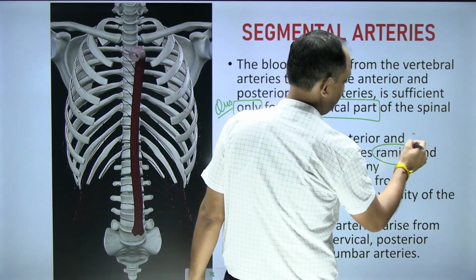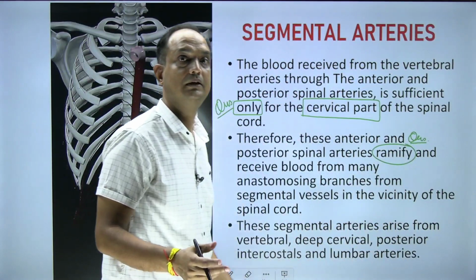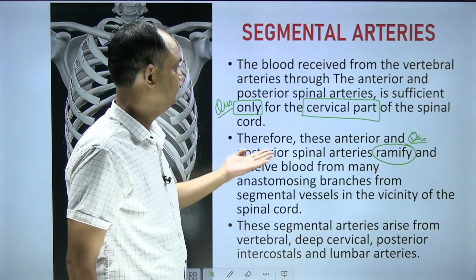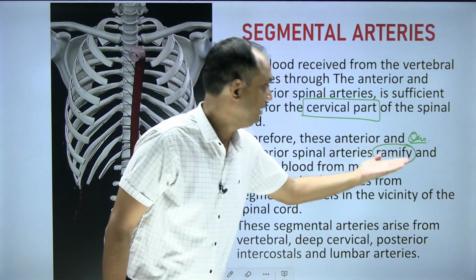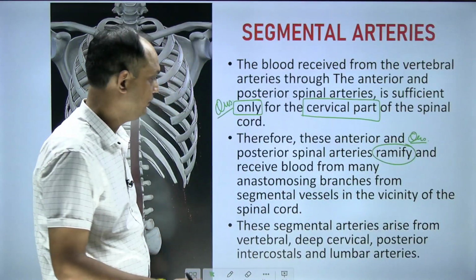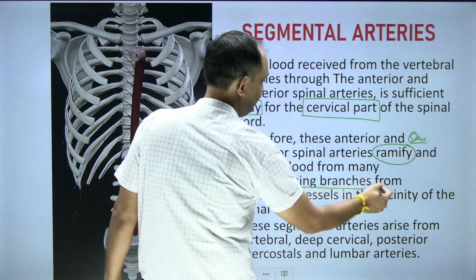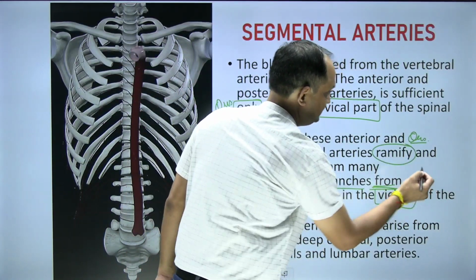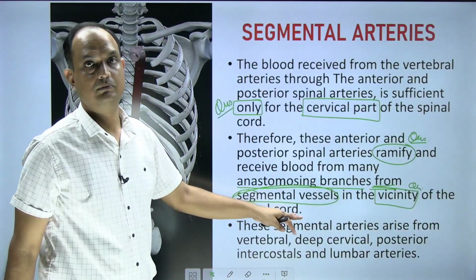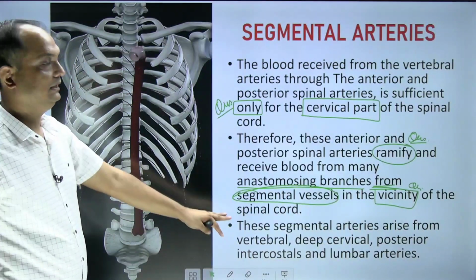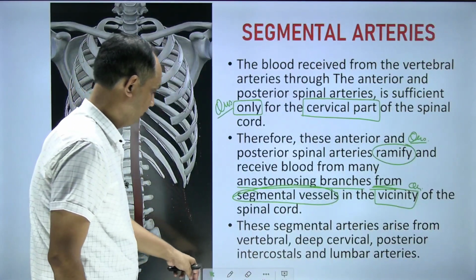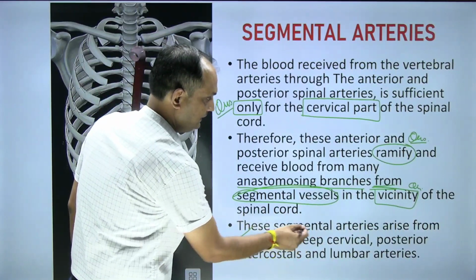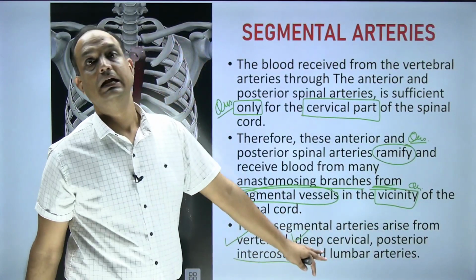This word is again important: the blood supply to the anterior and posterior spinal arteries is ramified. Therefore, the anterior and posterior spinal arteries ramify and receive blood from many anastomosing branches from the segmental vessels in the vicinity of your spinal cord. Clear? Now, what is the source of these segmental arteries? These arteries arise from the vertebral artery, deep cervical artery, posterior intercostal artery, and lumbar artery.